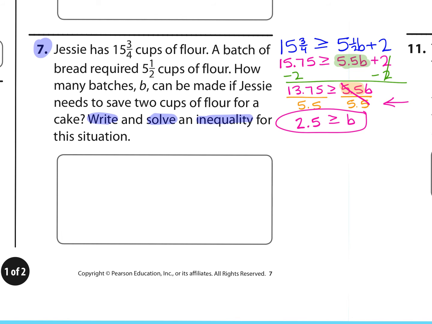and let's go ahead and interpret it here. In this situation, she could have B number of batches. That's got to be less than or equal to 2.5. So she can make 2 batches, because you can't make a half batch, or at least it doesn't ask it in that way. Technically you could when you're dealing with recipes. You could cut down to half of the original amount.